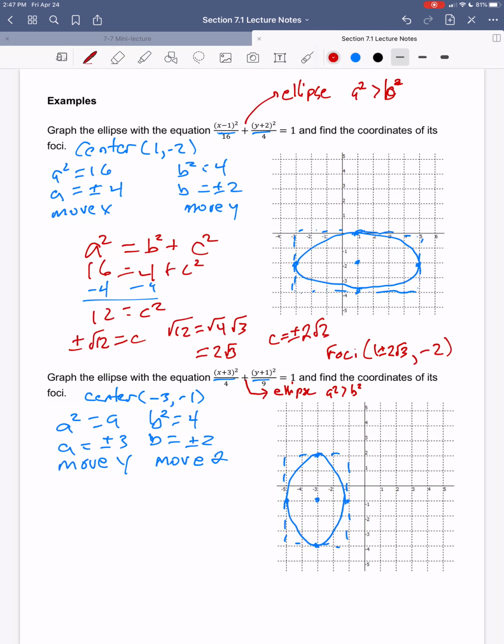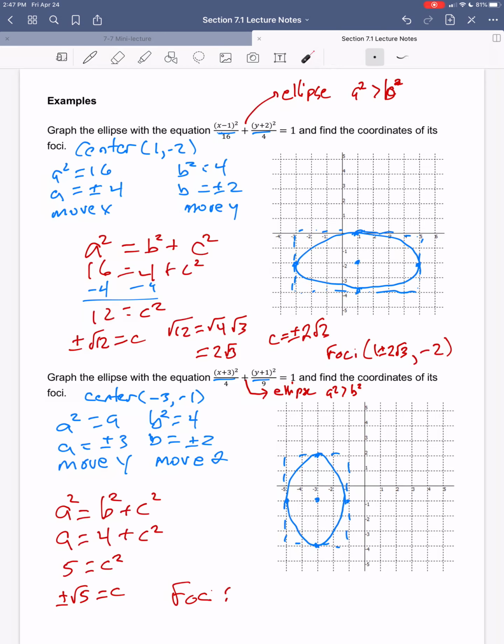To find c, my focus, remember a is all the way to the vertex, c is on the inside. So c is smaller than a, that means a squared is bigger than c squared, so I'm going to have to add something to c squared to make them equal. A squared is 9, b squared is 4. I subtract 4 from both sides, I get c squared is 5. So c is just plus or minus the square root of 5.